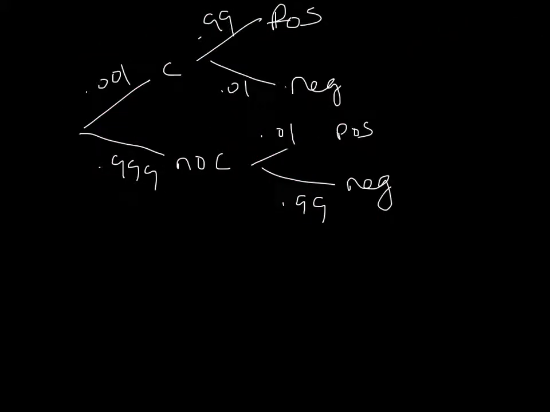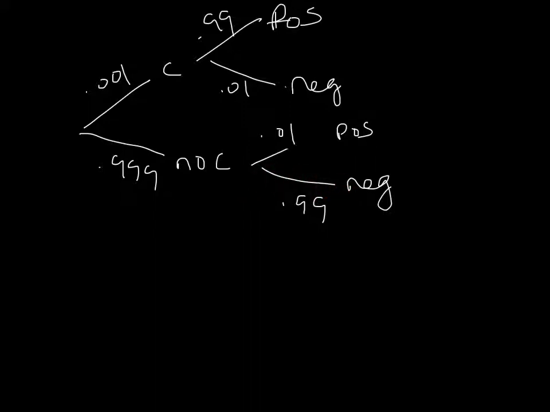Here's another example, Leanna. Let's say the probability that a person has cancer is 0.001, and the probability they don't have cancer, therefore, is 0.999. If they have cancer, the likelihood they test positive is 0.99 versus negative 0.01. If they don't have cancer, the probability of testing positive is 0.01, and negative should be 0.99.